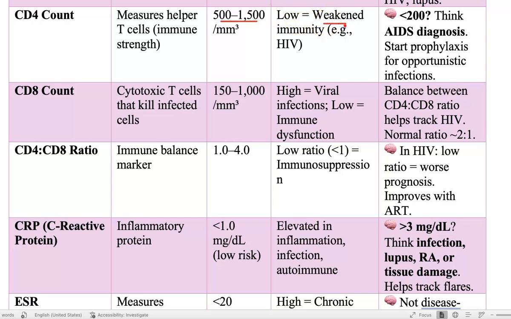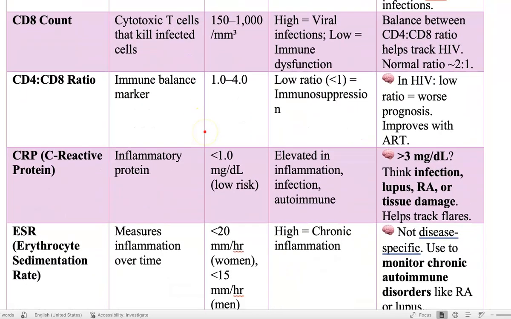You have weakened immunity. For example, people with HIV have a low CD4 count. As a matter of fact, less than 200, you've got to think HIV diagnosis. You want to start prophylaxis for what? Opportunistic infections, guys. This is going to be on your exam for sure.